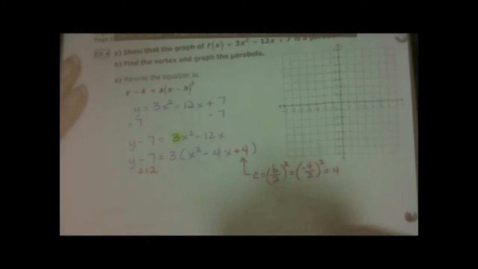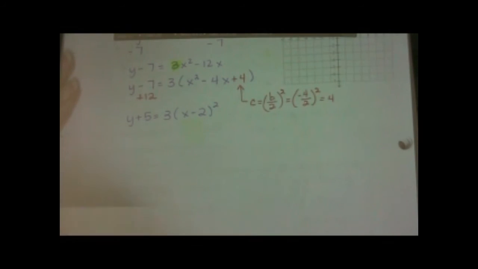So let's go ahead and simplify. Y minus 7 plus 12 is y plus 5 equals 3. And now we can factor this. This is x minus 2 quantity squared. My next step, I'm going to graph this. I've got it written in vertex form.